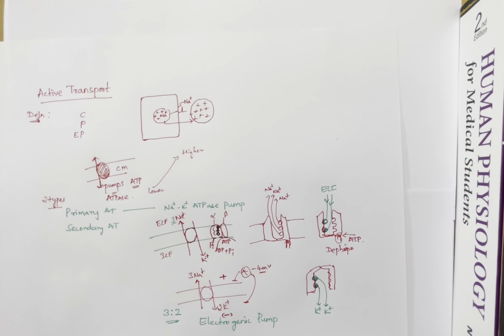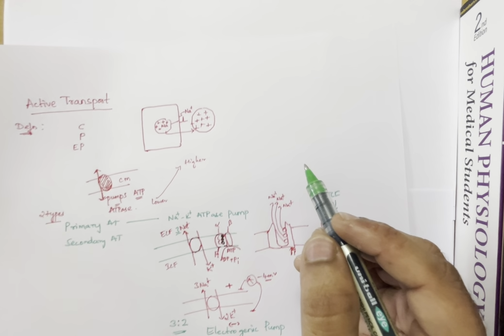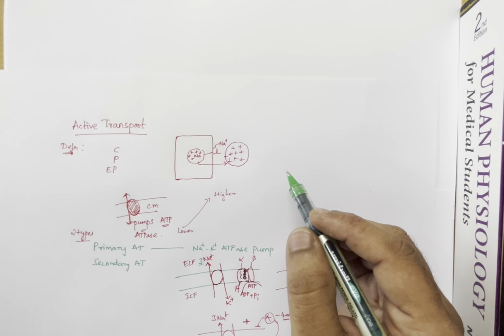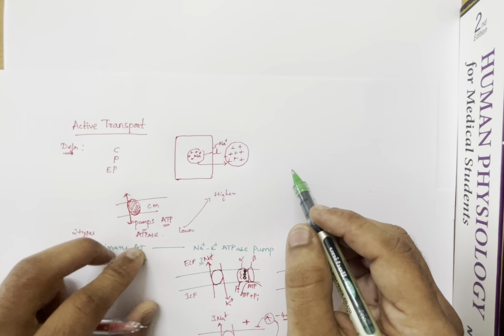And what are the sides of sodium potassium ATPase pump? This pump is the transmembrane protein present over the cell membrane. Which cell will have this sodium potassium ATPase pump? The cell membrane of all the cells of the body will have the sodium potassium ATPase pump. So this pump is present in almost all the cells of the body. So that means it should have some important role. Physiologically, it should have some important role.